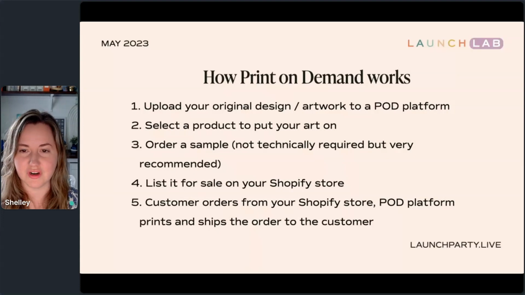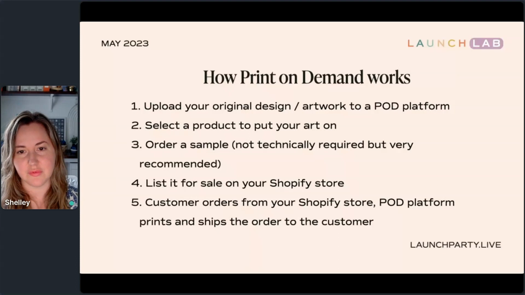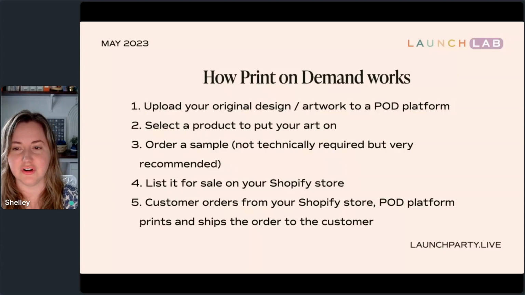And then step number 4 is you list it for sale on your Shopify store. So you're going to sync with however your print on demand platform works. Usually a Shopify app will sync with your Shopify store to send data from the print on demand company, or to send data from your Shopify store to the print on demand company. And then step number 5 is a customer orders from your Shopify store, and then the print on demand platform will print and ship the order to the customer. So let me know if you have any questions about how this process actually works.